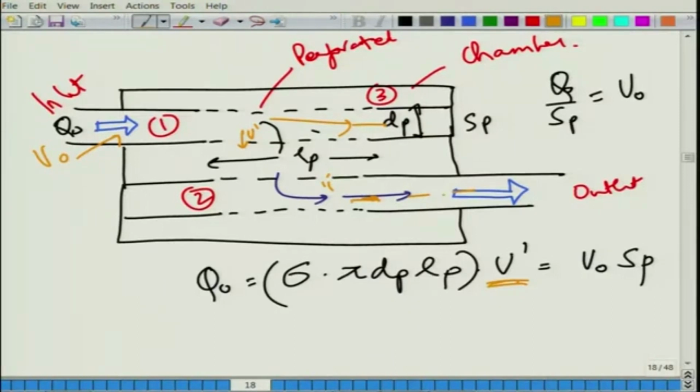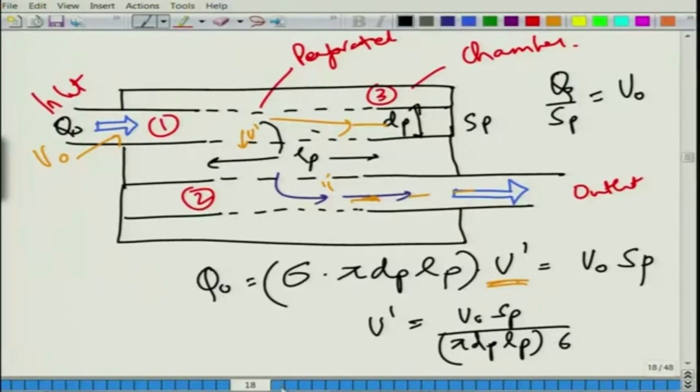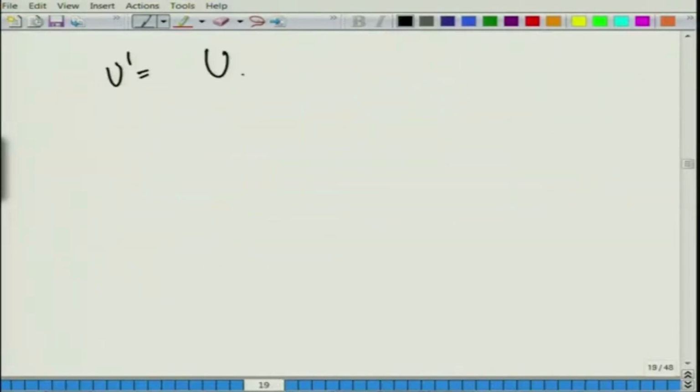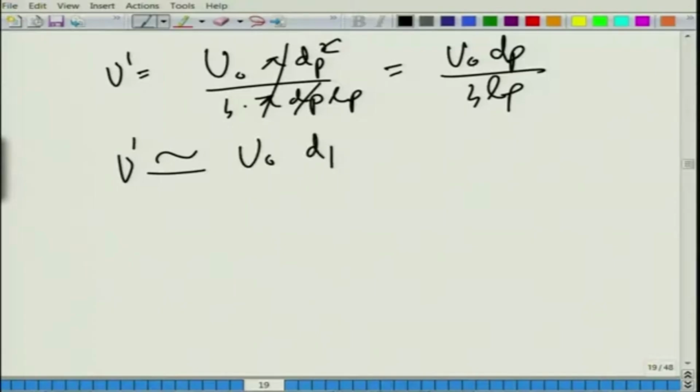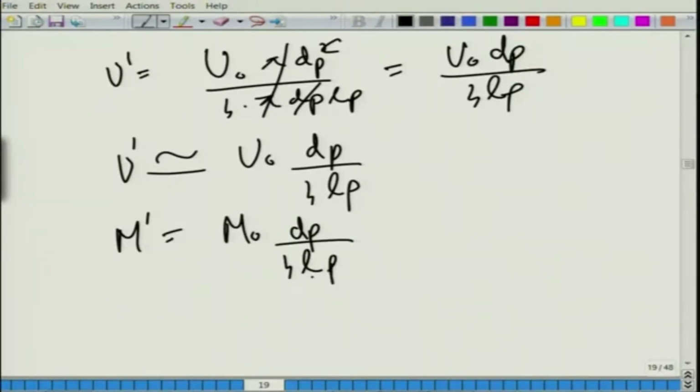But nevertheless, as a very gross or first approximation, it will be a decent approximation if we do something like this, where this is LP and this is sigma. So we can write u dash as u naught into pi d square by 4 over pi dp LP. So this goes like this, u naught by dp into 4 LP. This is just an approximate value of the grazing thing. So if you have m dash, this is m naught, the grazing one, into dp by 4 LP.